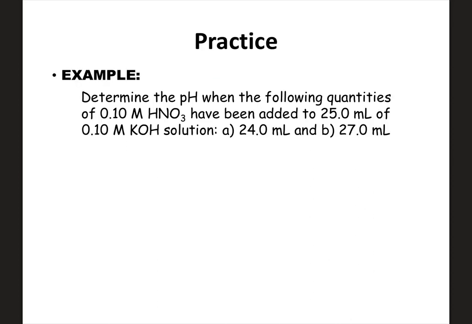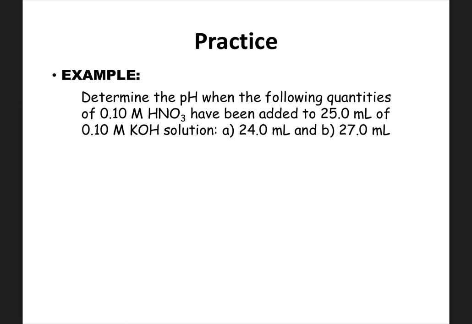So now I'm going to guide you through how to solve this particular problem. As you can see here, they're asking you to find the pH when the following quantities of 0.10 molar nitric acid has been added to 25 milliliters of 0.10 molar KOH solution. So for the first one, they want you to find after 24 milliliters of the acid has been added.